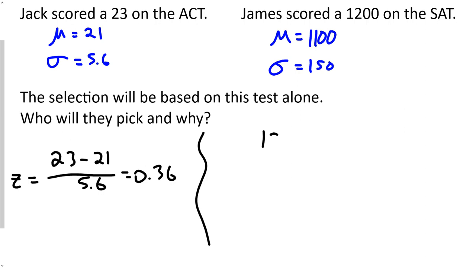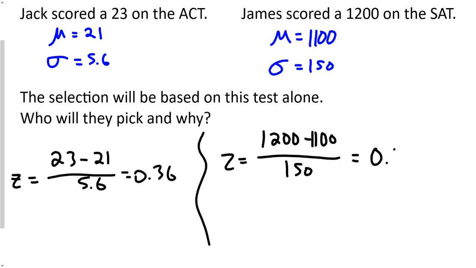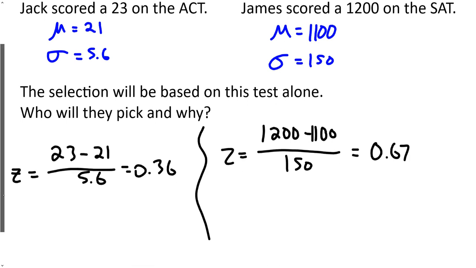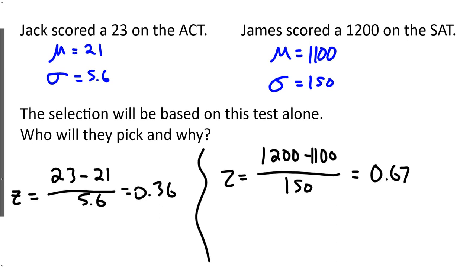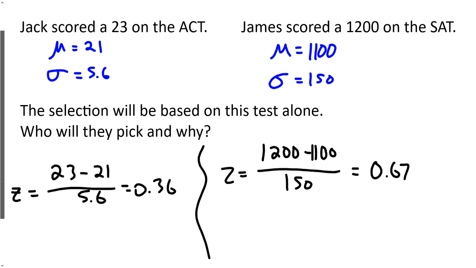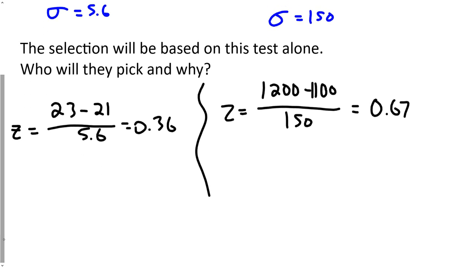So let's compare his. James was at a 1200. Average is 1100. One more there. And standard deviation is 150. So James' z-score is 0.67. So it is higher. It stands out more. And it's still not super far away from the mean, but it stands out more according to z-scores than Jack would. Okay? So we can use z-scores in this case, and I would maybe pick James. Based on z-scores, James would be picked.